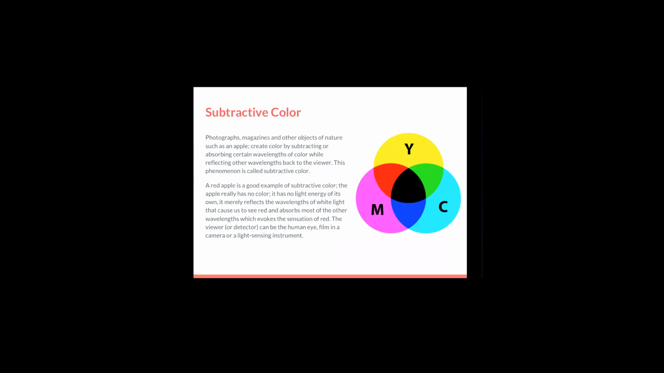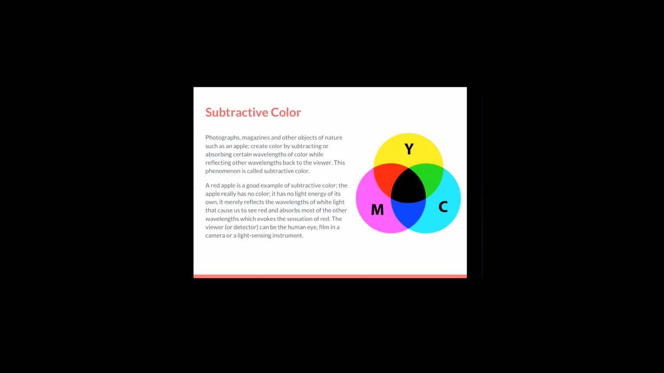You have subtractive colors. So we just talked about additive color. Let's talk about subtractive color. So photographs, magazines, and other objects of nature, such as an apple, create color by subtracting or absorbing certain wavelengths of color while reflecting other wavelengths back to the viewer. This phenomenon is called subtractive color.